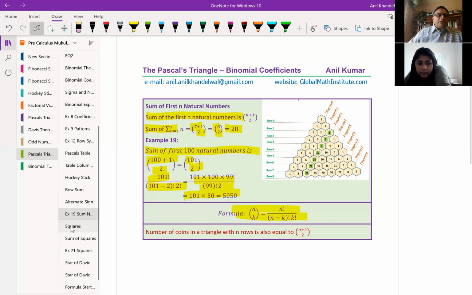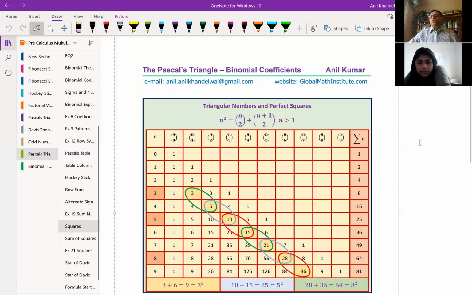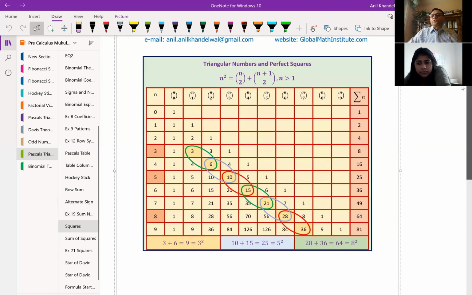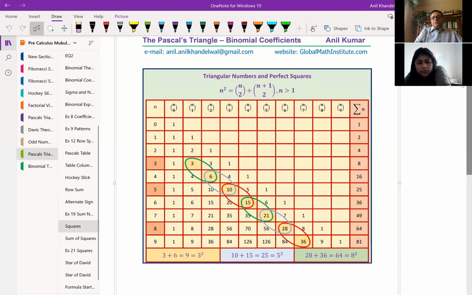The last identity which I thought I'll show you once again here, which we were looking for in some square numbers. So I again place this sideways.